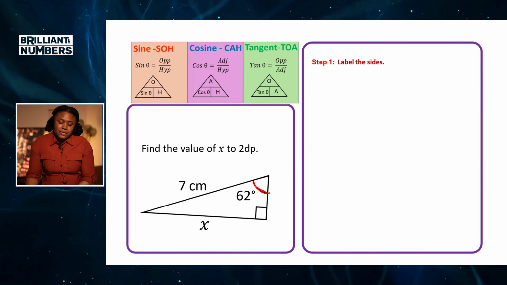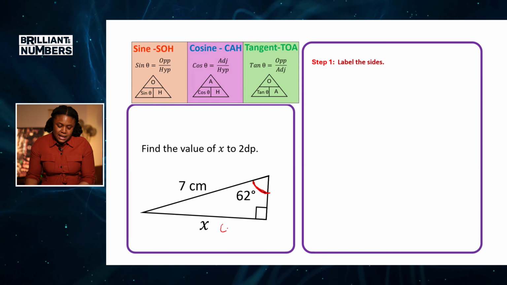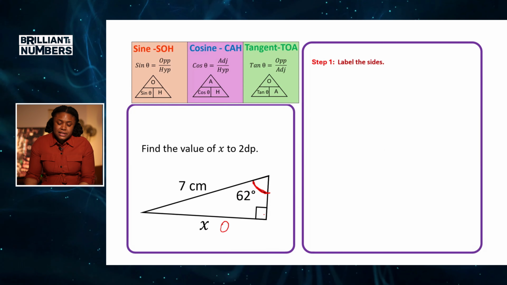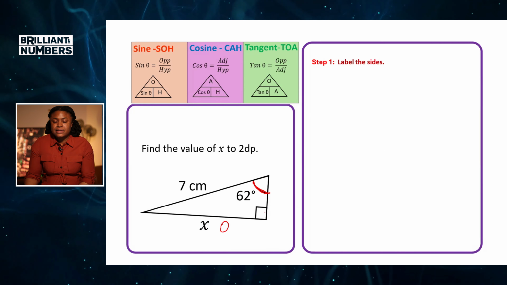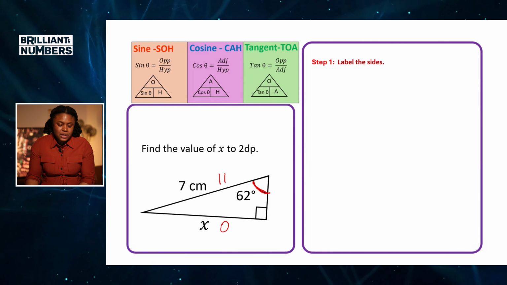Now, from facing 62 degrees is the opposite side. We've established that at the very beginning. Now, opposite to our right angle is our hypotenuse. So I'm just going to label H. Now, do not label the side that has no letters or numbers. This will cause confusion. Only label the side you know and the side you are trying to find.